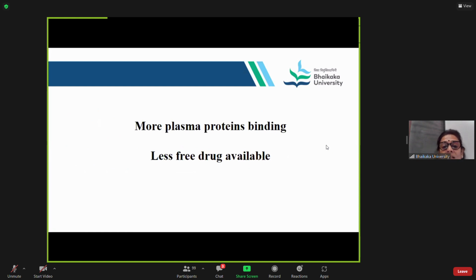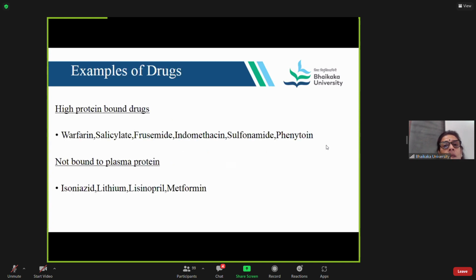So the more plasma protein binding, the less free drug is available. Only remember, the free drug will enter into the site of action. That is the statement for distribution. See, there are certain drugs, and somebody was asking why not these drugs. So here, Rushil, can you tell me?